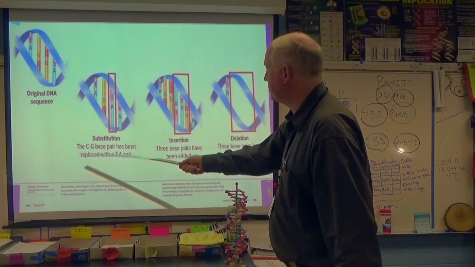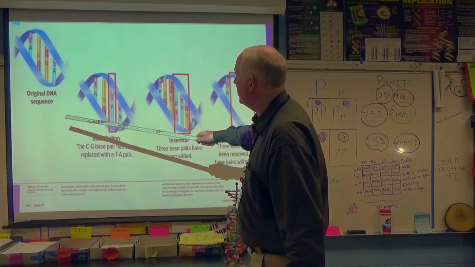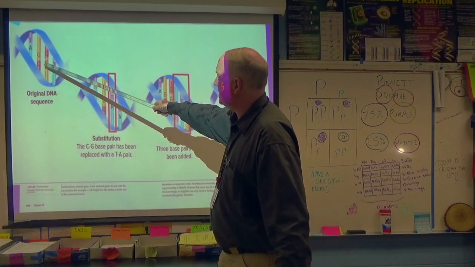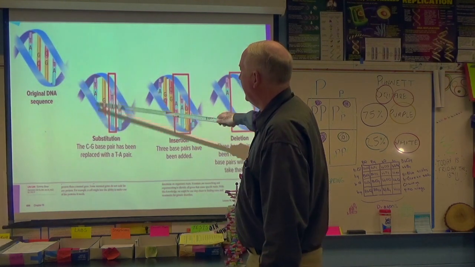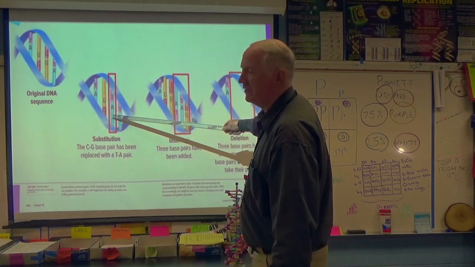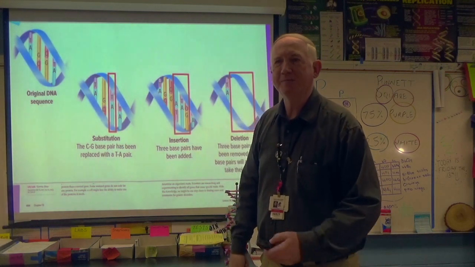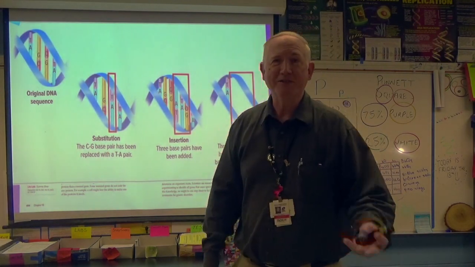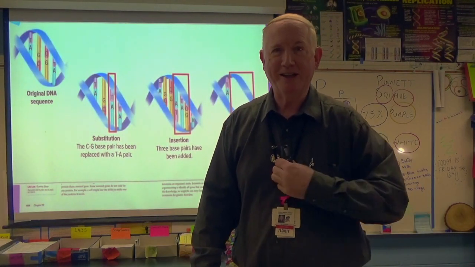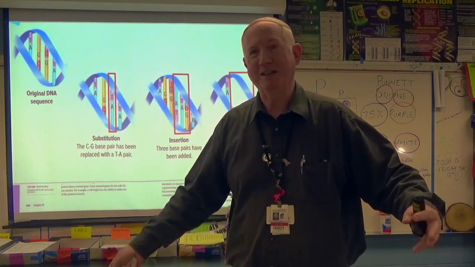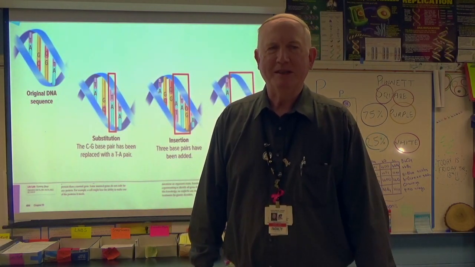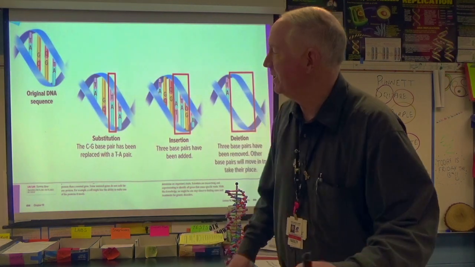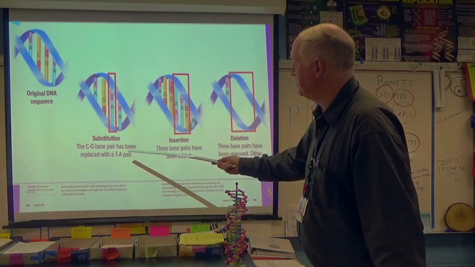Alright, so there's our original DNA sequence, and notice this one in the middle is C and G. Okay, here, now we have a T and an A, so it has been substituted. Kind of like when you're here and I'm not, but there's a substitute teacher. It's somebody different. But you aren't mutations, and the class isn't mutated. Well, sometimes it's a little mutated, but anyway, that is substitution.